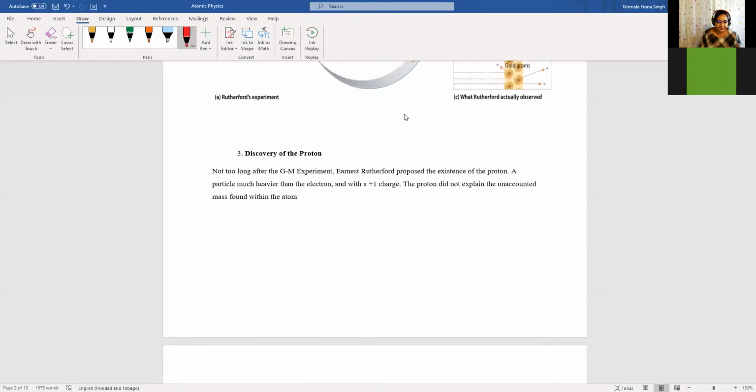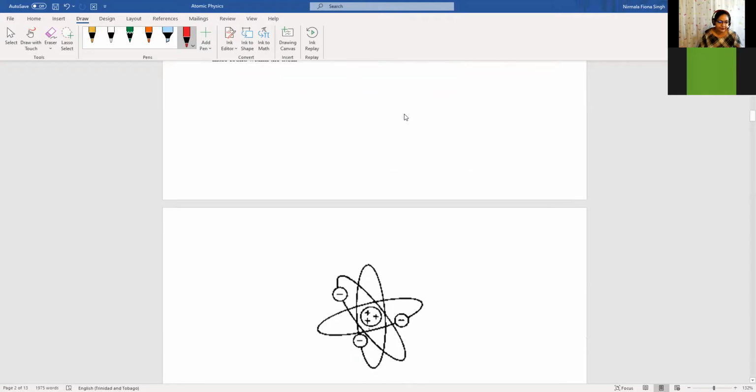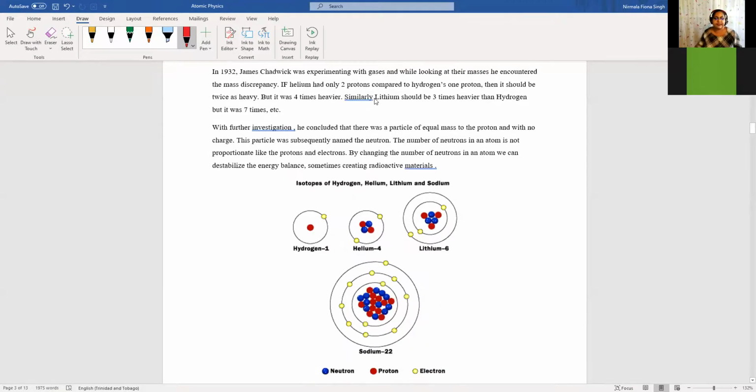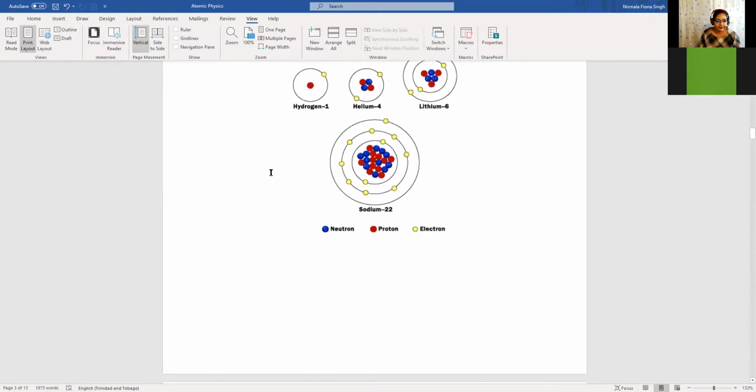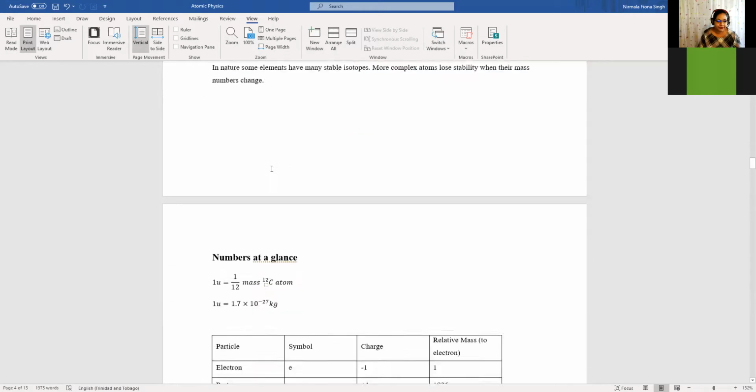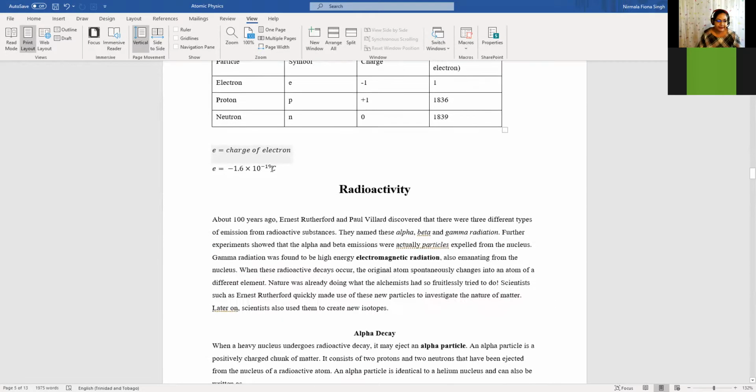All right, the discovery of the proton was right afterwards. And then in 1932, James Chadwick discovered or confirmed the presence of the neutron. So that's the basic components of our atom. We're not really required at this level to learn any other subatomic particles. So leave those, they're just for interesting reading. So we have the atomic notation, and now we're going to go on to radioactivity.